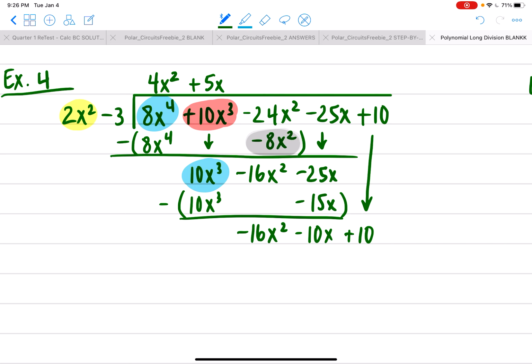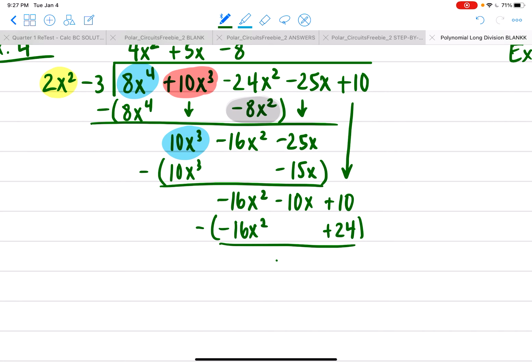Here we go. How many times does 2x squared go into negative 16x squared? That's going to be minus 8. Okay, so minus 8, we're going to multiply. Negative 16x squared plus 24. We don't have any x's there, so don't put the plus 24 there. Put this in parentheses, and we're going to subtract. Here we go. So we're going to get negative 10x, and then we have 10 minus 24, minus 14. That's your remainder, okay?